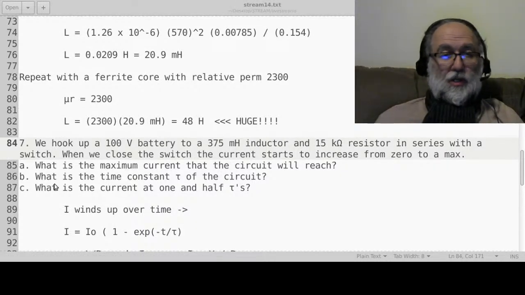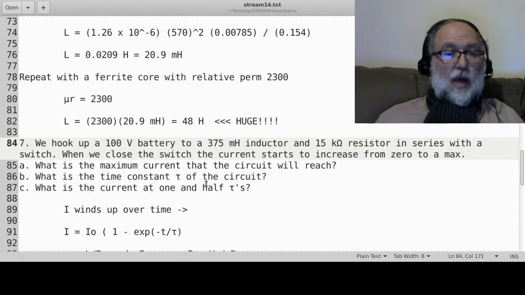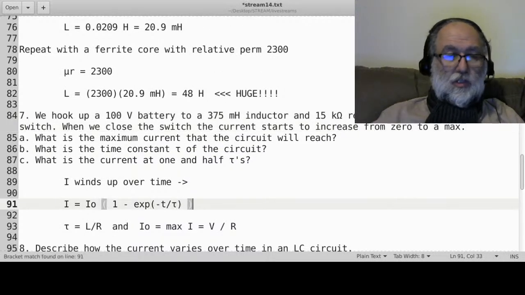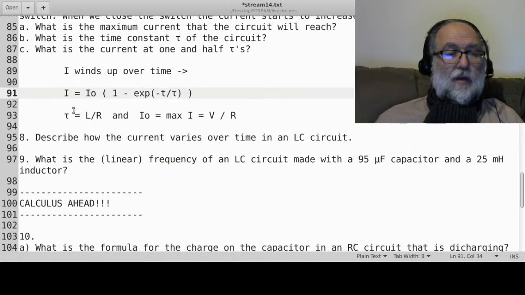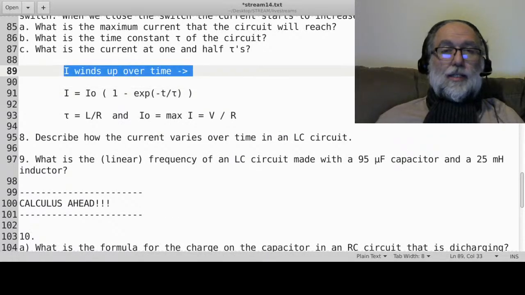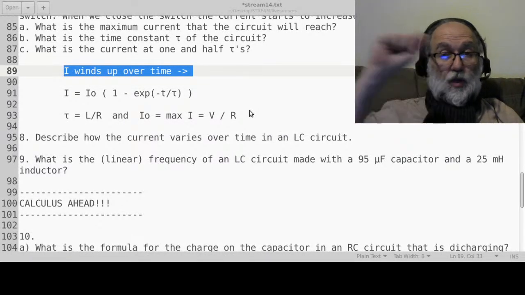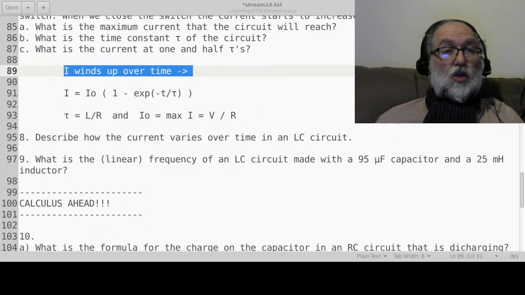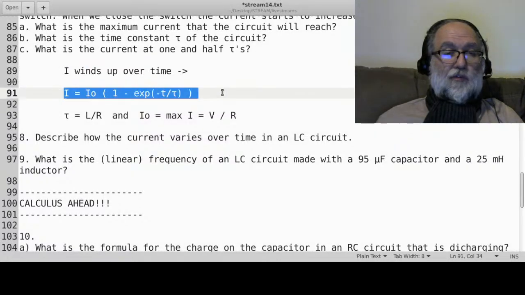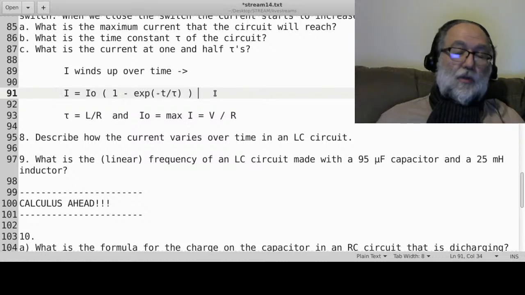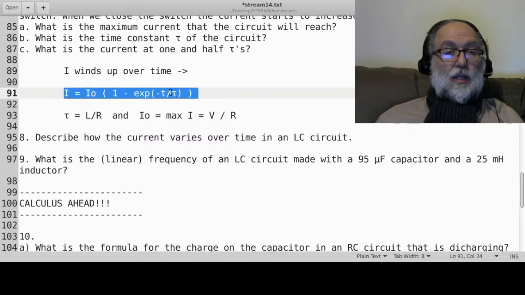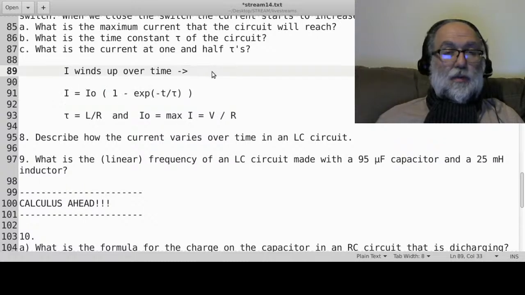All right, so now I asked 3 questions. What is the maximum current that will be reached? Actually, before I jump in on those questions, here are the formulas that you need for that. First, this one is a situation where you start at 0 and you wind up. In that case, you want this particular version of the formula. If it was the other way around, if you started with a current and then exponentially decayed, the formula would be this one.